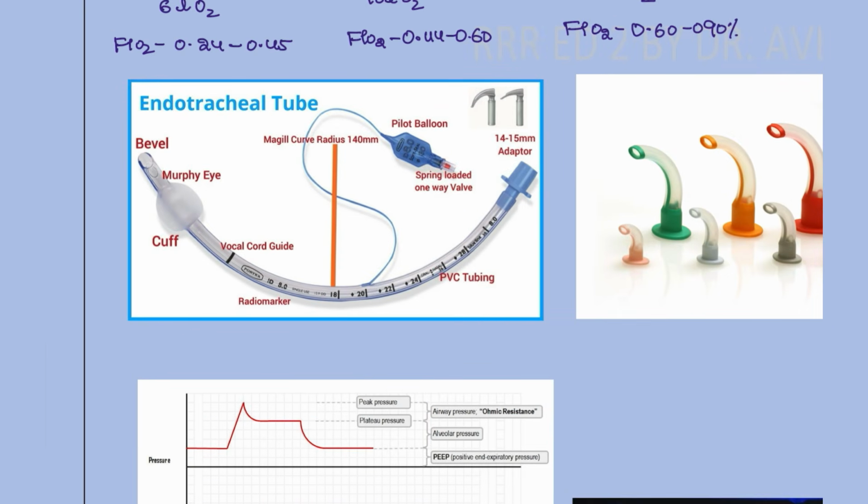In the endotracheal tube, some of the tubes don't show a cuff. But if you see the cuff, what is its importance? Nowadays we use the cuffed tube only. The cuff is important because it will prevent aspiration. For the prevention of aspiration, that is important. Most of the time we have to use the endotracheal tube with intubation. ET intubation is cuffed only.